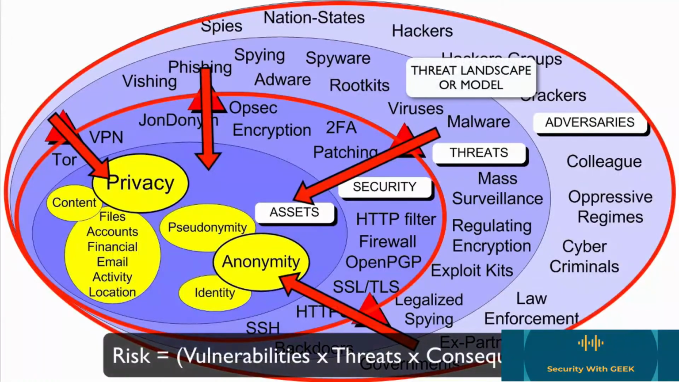We're going to talk about threat modeling and risk assessments now. You should now have an understanding of vulnerabilities, threats, adversaries, consequences, and the resulting risk, as well as how security is the process, actions, and technologies that protect your assets, privacy, and anonymity. We will now dig a little deeper into how to apply some of what we have learned.